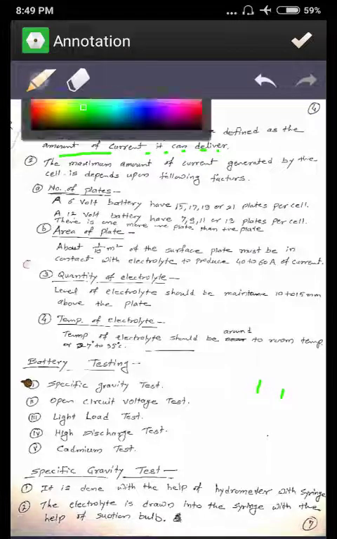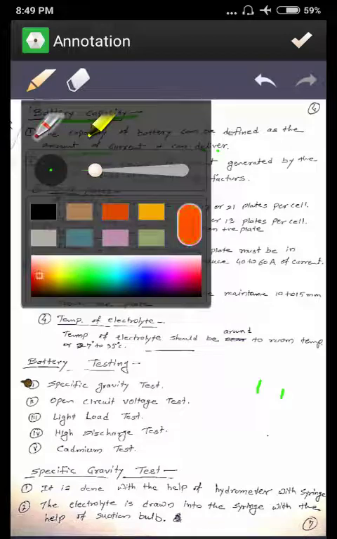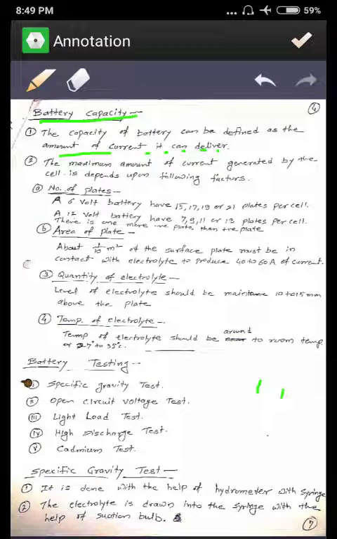So now here you can see the first one is number of plates. Here I have taken two examples. First, a 6-volt battery has 15, 17, 19 or 21 plates per cell. Please remember it is per cell, not the entire battery. And the other one, a 12-volt battery, has 7, 9, 11 or 13 plates. It is also per cell.